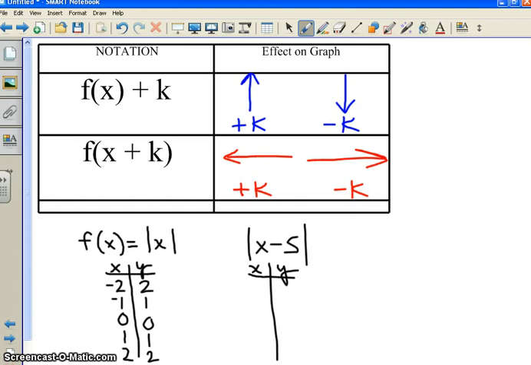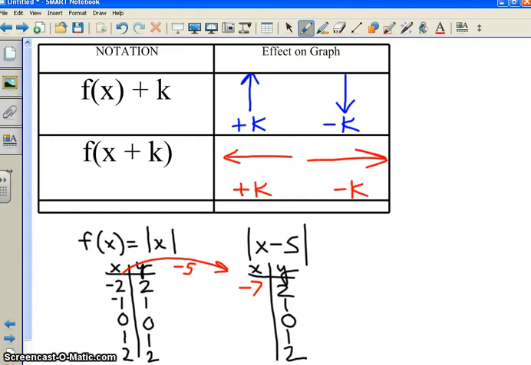Now essentially, we want to keep the y values the same because we don't want to change the height. We don't want to be shifting our graph up or down. We want to keep all of the y values at the same height. So I'm going to copy those same y values, 2, 1, 0, 1, 2, into my new t-chart. And watch what happens here if I take all of my x values from my t-chart and subtract 5. Negative 2 subtract 5 will make negative 7. My new t-chart has an x value of negative 7.